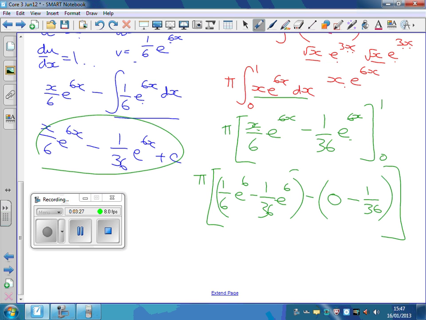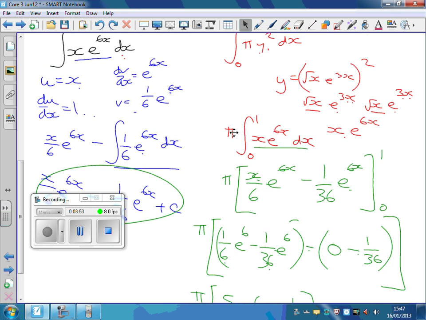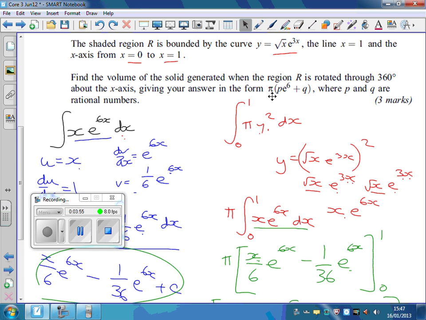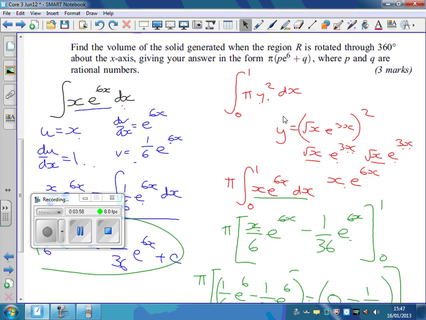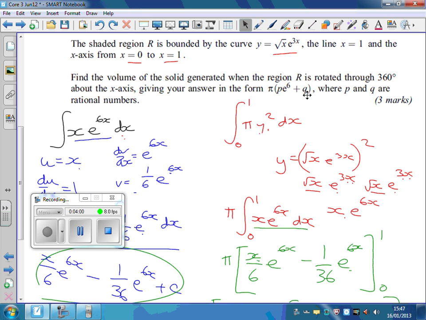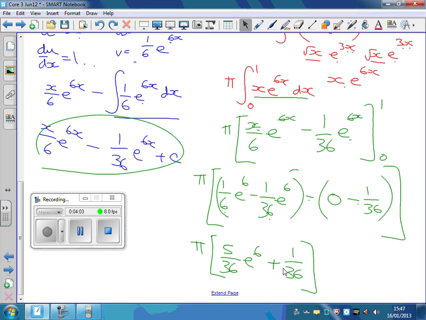Altogether here now then, what have we got? We've got a pi, and here we've got, well, 1/6 minus 1 over 36 on the calculator if you have to, but that's giving us 5 over 36, and we've got a minus here, so we've got a plus 1 over 36 here, and actually I'm just going to leave the pi outside because it does say, does it say exact? Let's go up and have a look. What does it say? Give your answer in the form pi, oh yeah, I've done that, pi something e to the 6 plus something else. That's exactly what we did. Something e to the 6 plus something else.